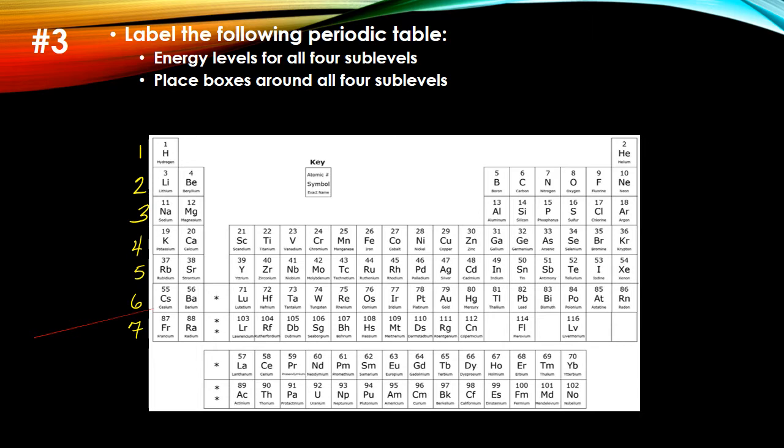So the second block: 2, 3, 4, 5, 6, and 7. And then the third block starts with the number 3: 3, 4, 5, and 6. And the fourth block starts with the number 4: 4 and 5. Then the second thing you need to do is place boxes around all 4 sublevels.